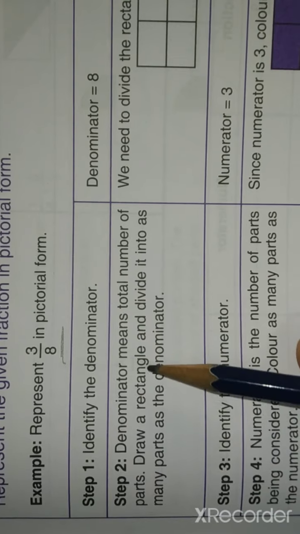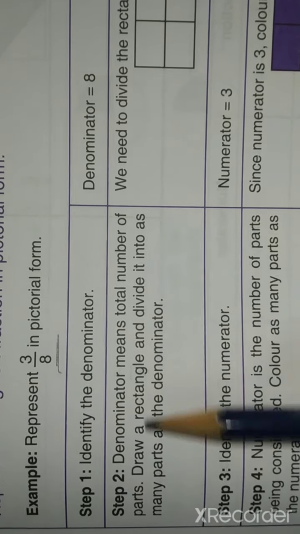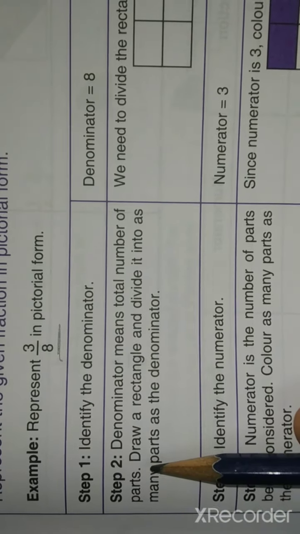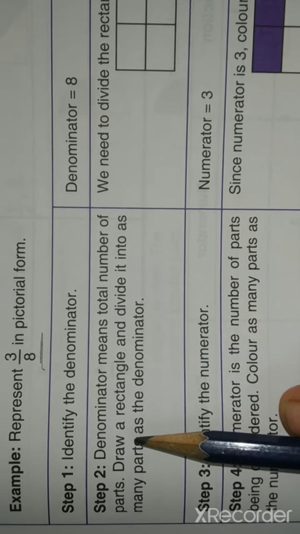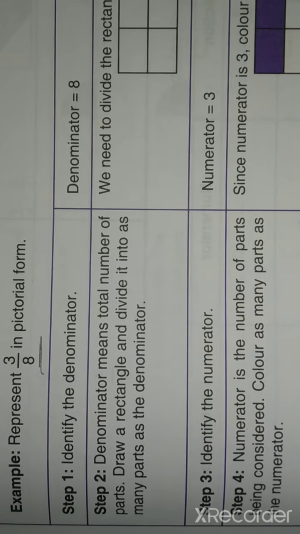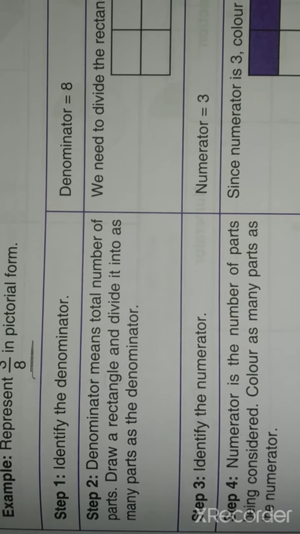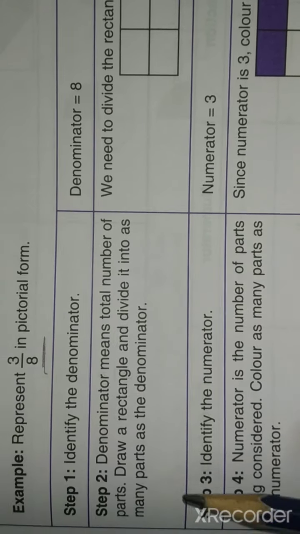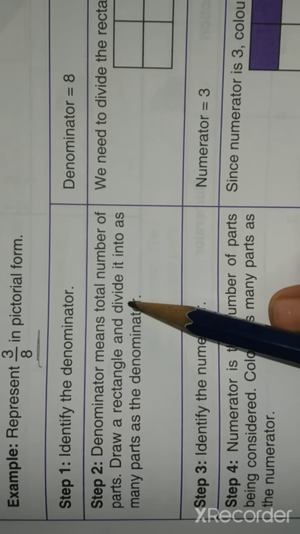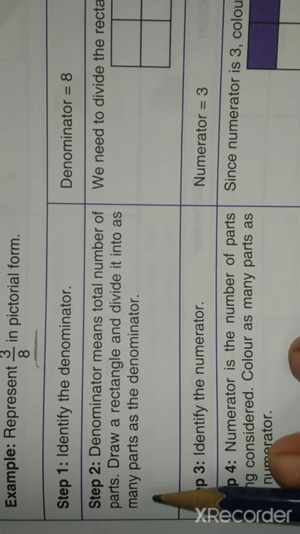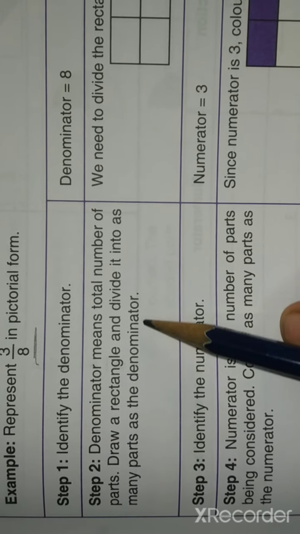Now denominator means total number of the parts. What is the meaning of the denominator? That means the total number of parts into which we have divided it. Draw a rectangle and divide it into as many parts as the denominator.